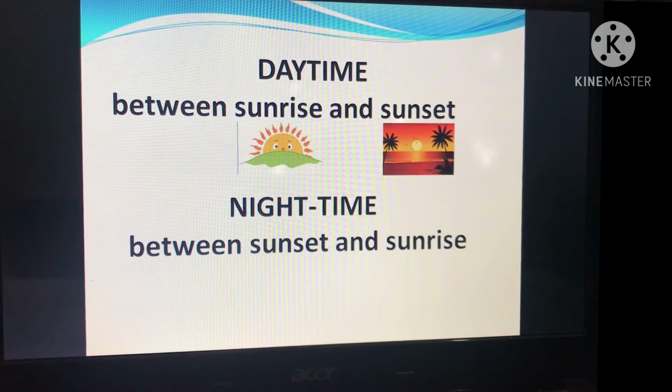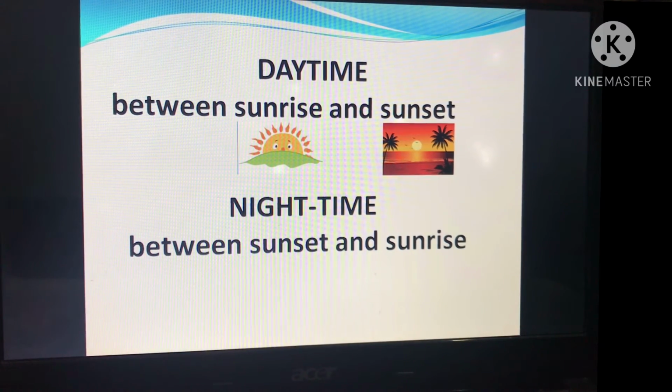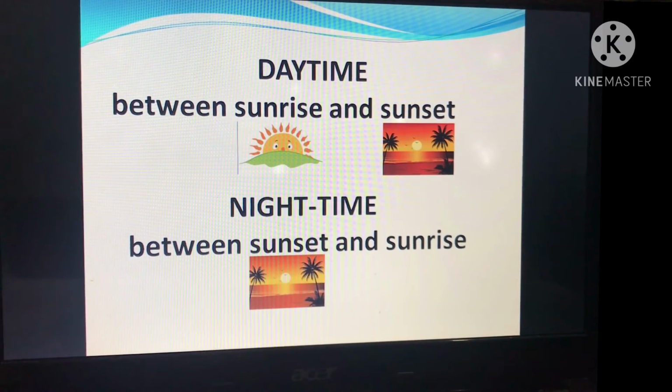Next, we also have the nighttime. Nighttime is the period of time in a day between sunset and sunrise.